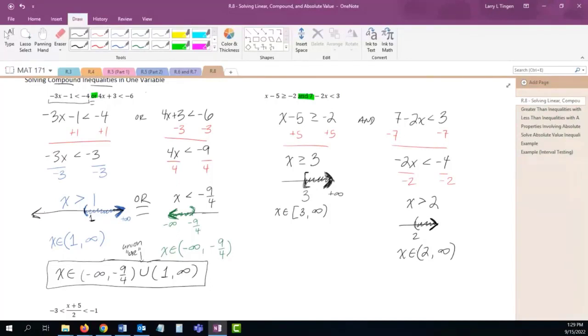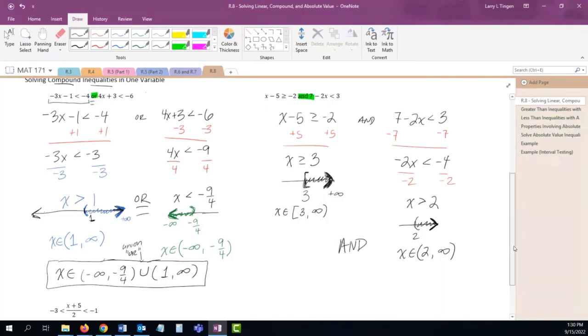2.1 is an answer because 2.1 is greater than 2. Anything 2 point anything is a solution. All right? So that's why parentheses have to be used when we do not include the endpoints. Brackets are when we do include them.